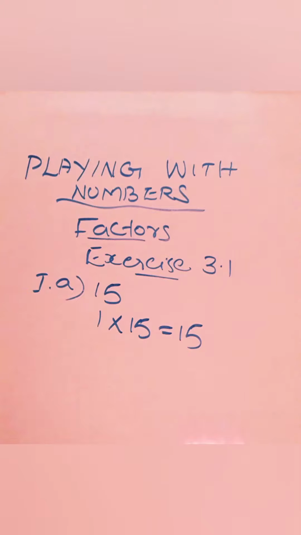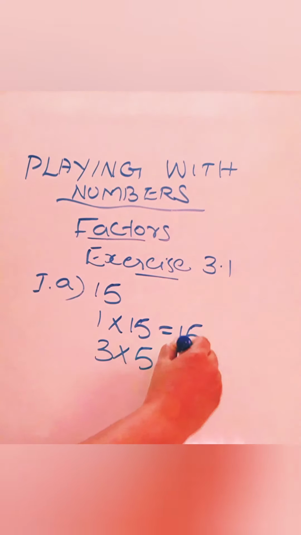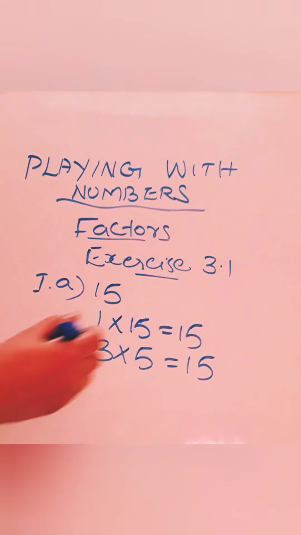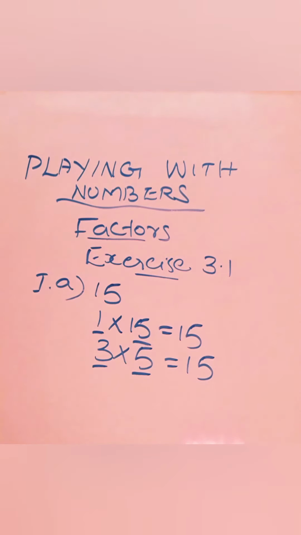In 2's table, 15 is not there. 3's table, yes. 3 into 5 is equal to 15. That means finish. 4's table no, 5's table again repetition, no need. 6 no, 7 no, 8, 9, 10 no. So 1 into 15, 3 into 5. 1, 3, 5, 15 are factors of 15. We got only 4 factors for 15.